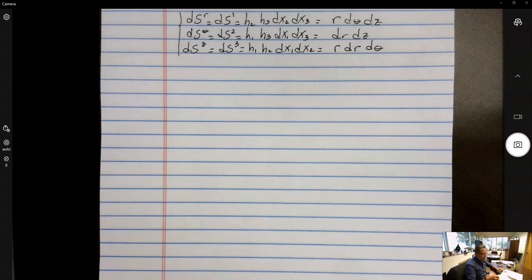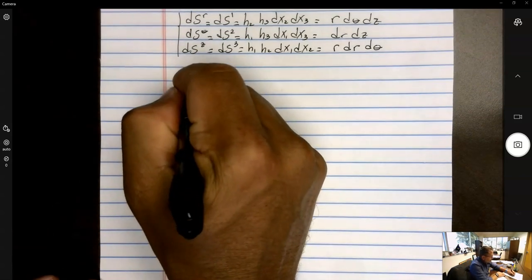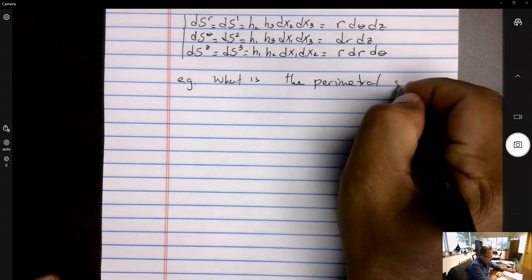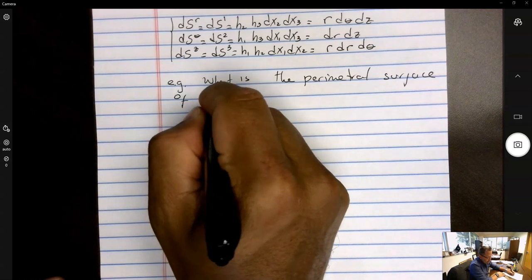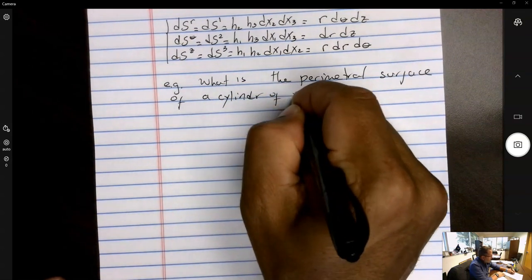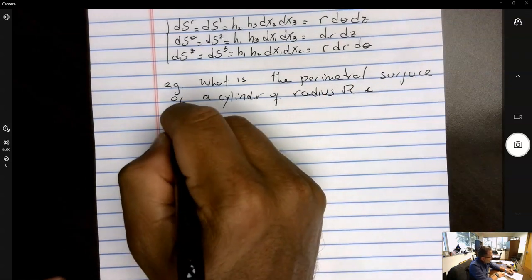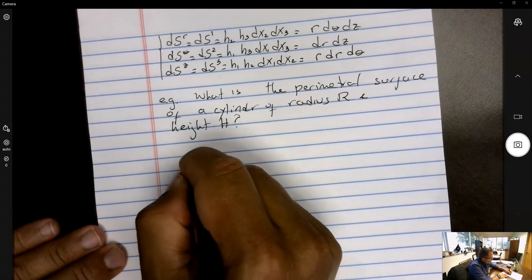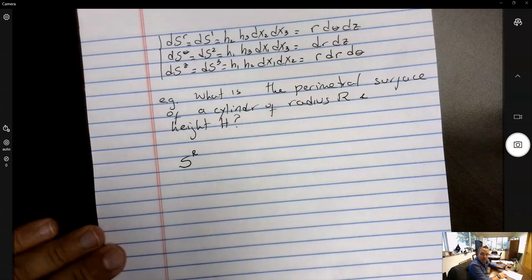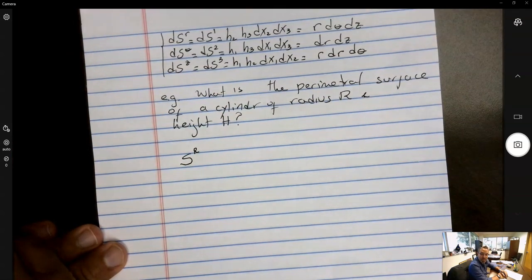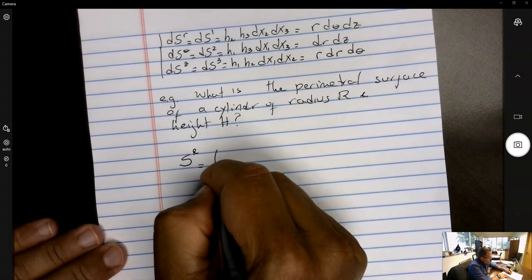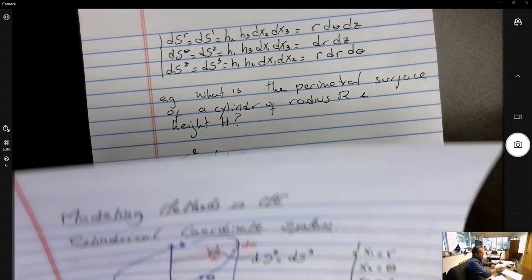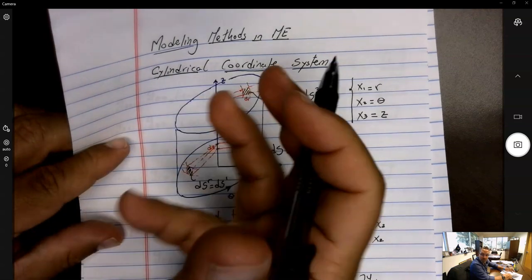Now, what if we need to calculate, for example, the perimetral surface of a cylinder of radius r and height h? Well, in order to do that, the surface that is perpendicular to r, and we're talking about the perimetral area of the cylinder, that doesn't include the caps or the bottom, will be the integral over the surface of ds perpendicular to r. So basically we'll be essentially adding up all the surface around the perimetral area, ds_r.